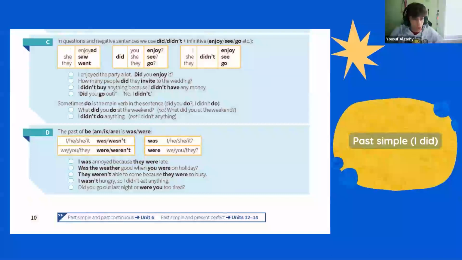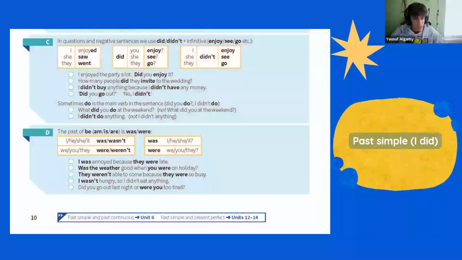So sometimes do is the main verb in the sentence, like did you do or I didn't do. So, what did you do at the weekend? You wouldn't say something like, what did you at the weekend? You have to add do in the end. Then it's kind of like an answer to the first sentence. I didn't do anything. And you wouldn't say something like, I didn't anything. You'd say, I didn't do.